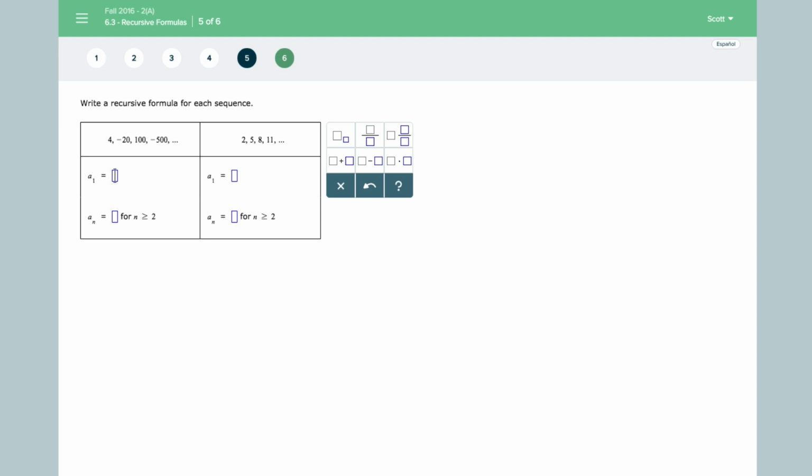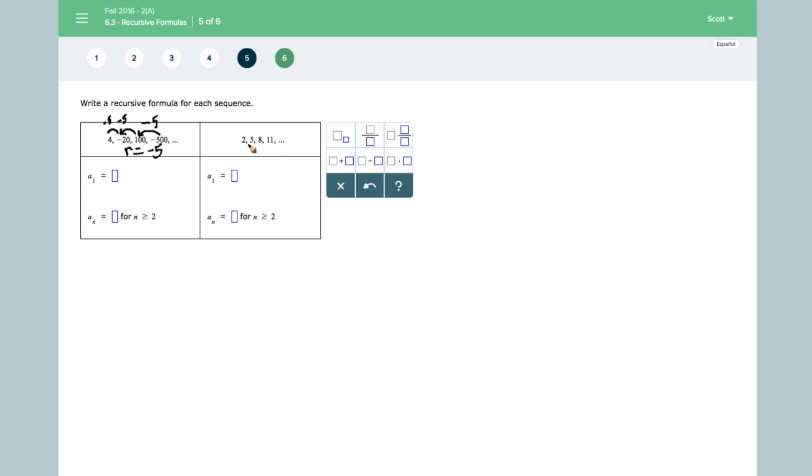Okay, what's happening here? Well, I'm pretty sure it's not addition or subtraction because it goes positive, negative, positive, negative. So let's divide backwards and see. What's negative 500 divided by 100? That would be negative 5. Negative 100 divided by negative 20 is negative 5. And negative 20 divided by 4 is negative 5. So we see that the ratio is negative 5. Okay, so we're multiplying by negative 5 each time.